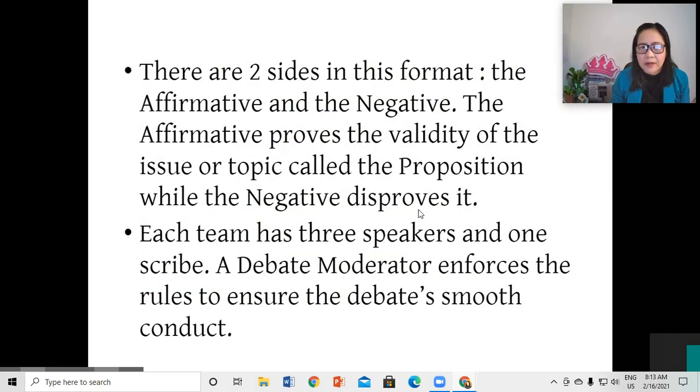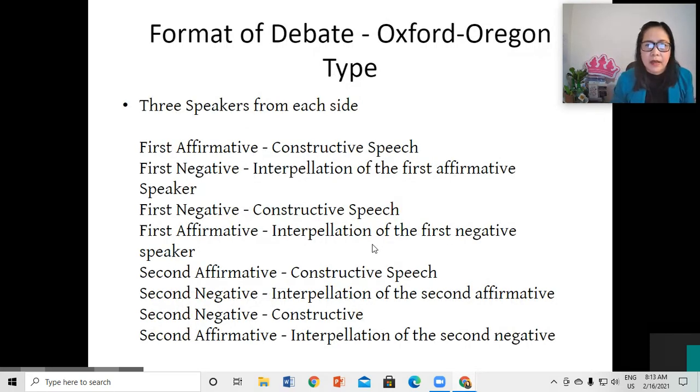There are two sides in this format, of course, the affirmative and the negative. It is the affirmative side that proves the validity of the issue, and the one that disproves it is the negative side. Each team has three speakers, and one of them is assigned as a scribe. The debate moderator enforces the rules to ensure the debate's smooth conduct.